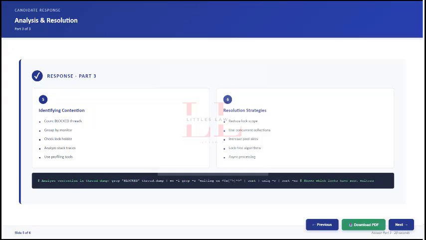Then I look at the thread that owns that lock. What is it actually doing? Is it running a slow query, or is it making an external API call? Is it doing expensive computation? That tells me why the contention exists.